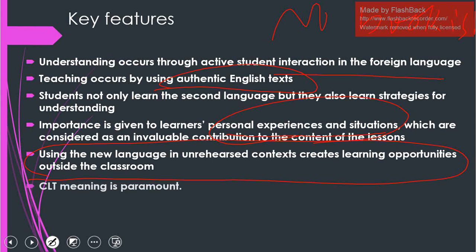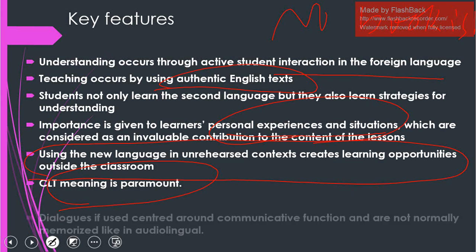Next is CLT: meaning is paramount. In communicative language teaching, meaning is paramount. Meaning is important rather than form. In the theory of language, we have two things, meaning and structure, and this method talks about meaning. This approach talks about something more than the structure, which is meaning, which is context.